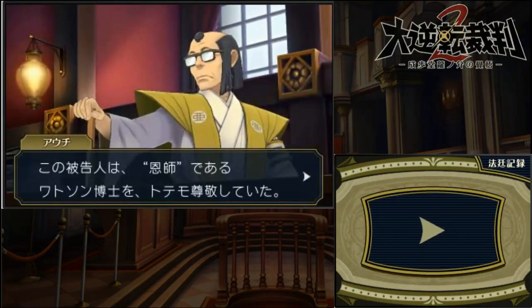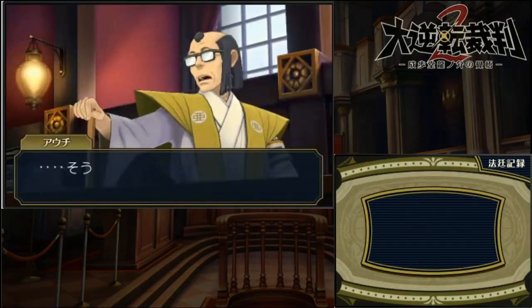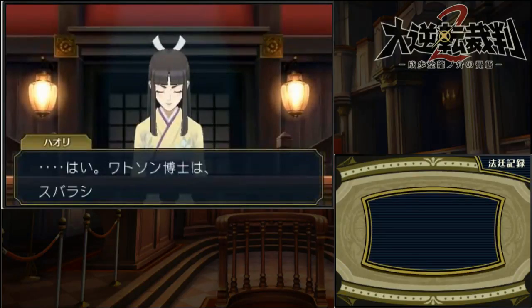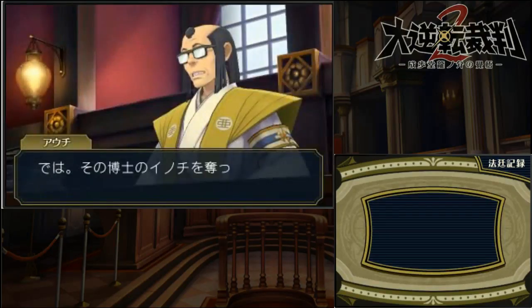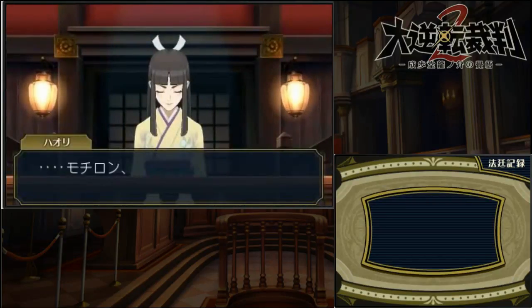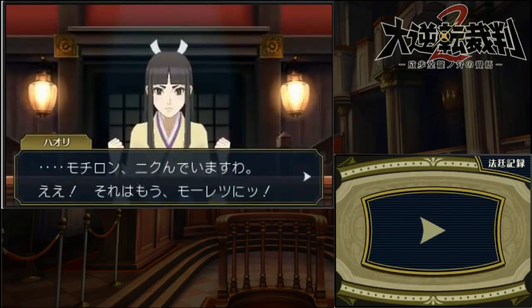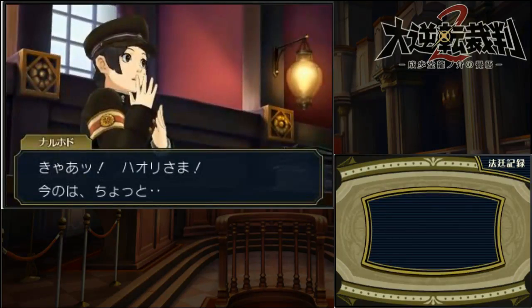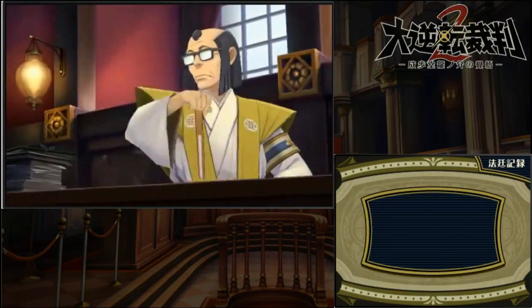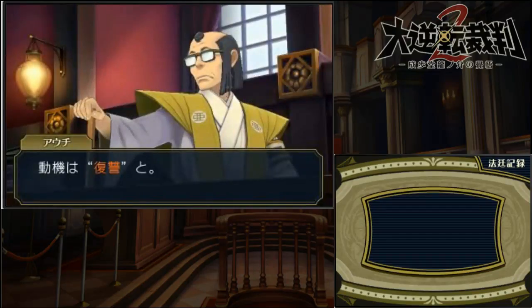The defendant regards her late teacher, Professor Watson, with the highest of respect. Is that not so? Yes, Professor Watson was the most wonderful teacher. Then, what are your thoughts on that British exchange student who had taken the professor's life? I despise her, naturally. Yes, you could say I violently loathe her. Haoris-sama, saying that is... Oops. Revenge as motive. That is all, Your Honor.